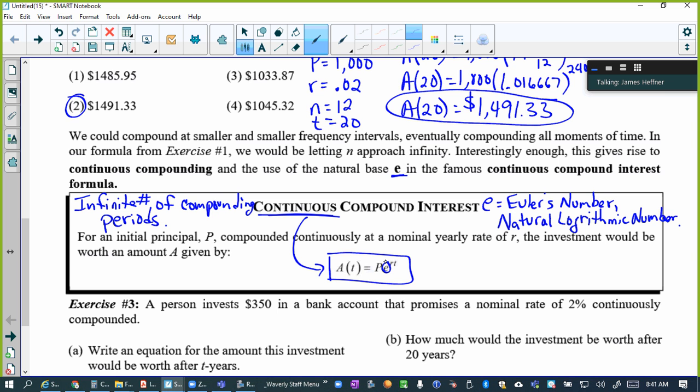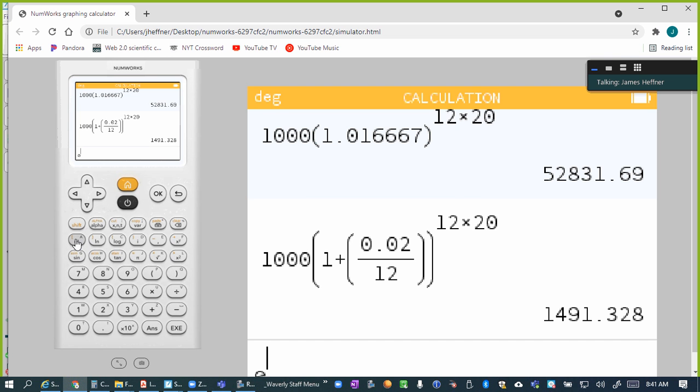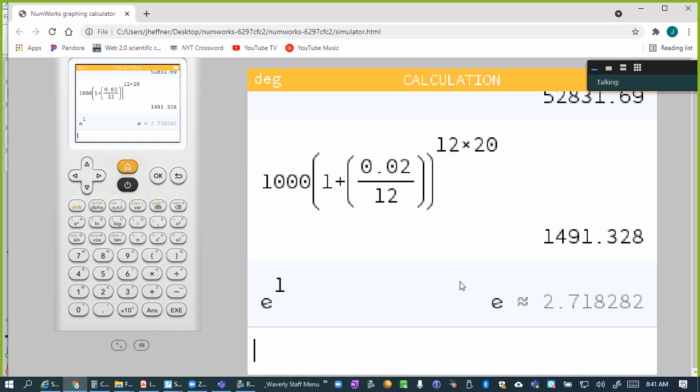Let me go to the calculator, because there's an e button on your calculators, which is right here. It's usually a button that says e to the x. So if you can see this here, you see this button that says e to the x? Well, I kind of want to know what the value of e is here, right? So I'm going to push e to the x and just make that 1. So e to the first is just e, right? So this is Euler's number, 2.718, etc.